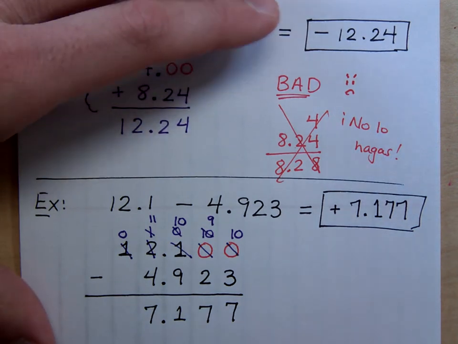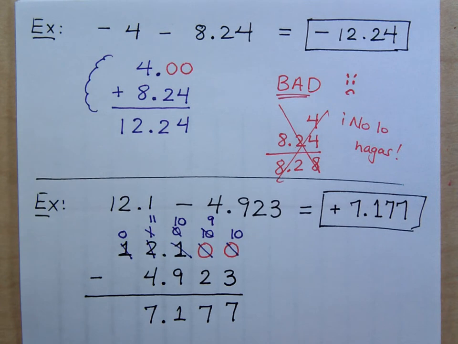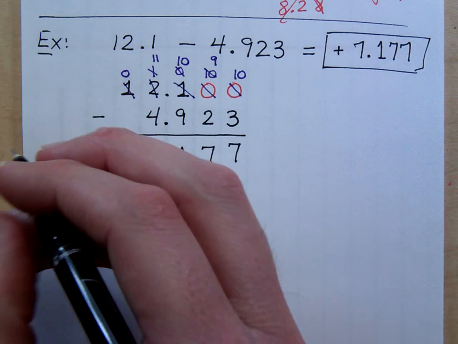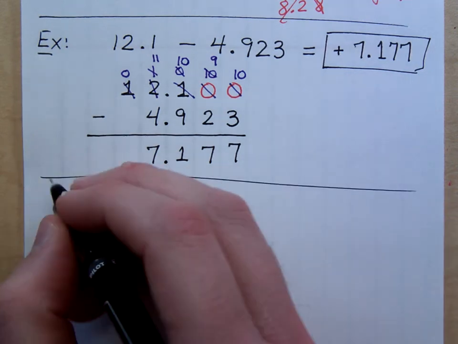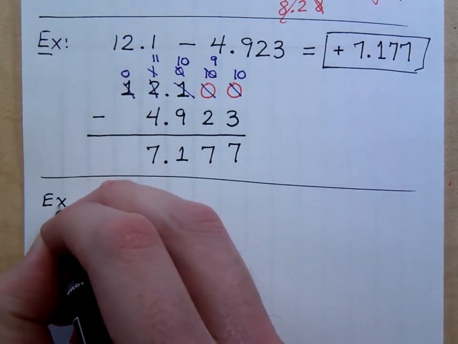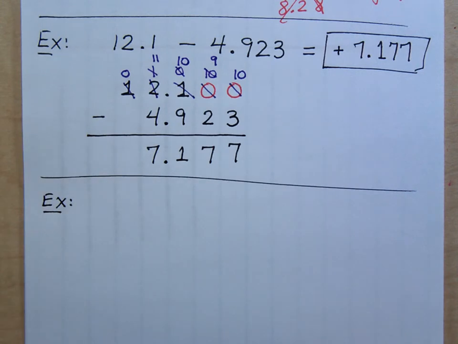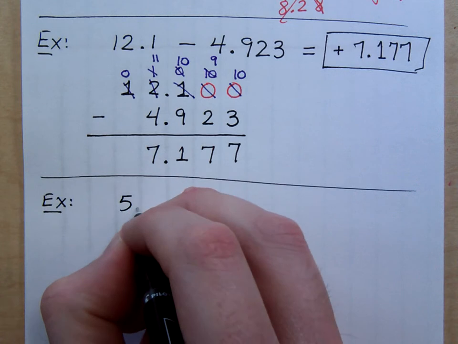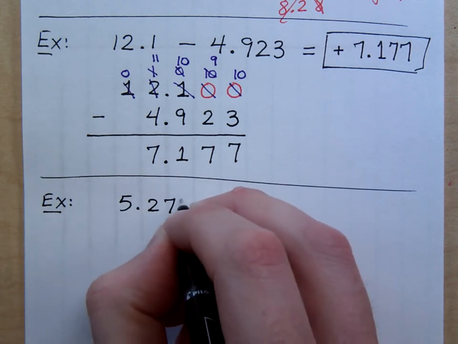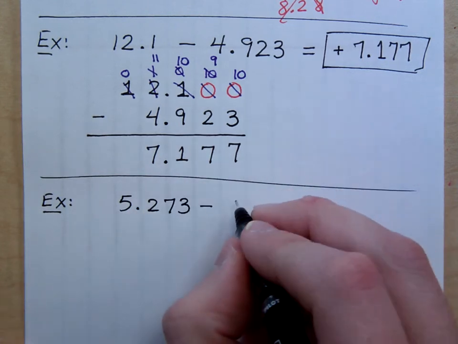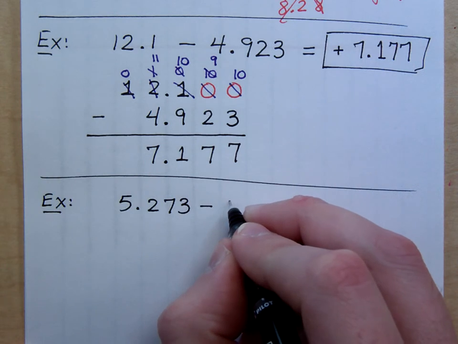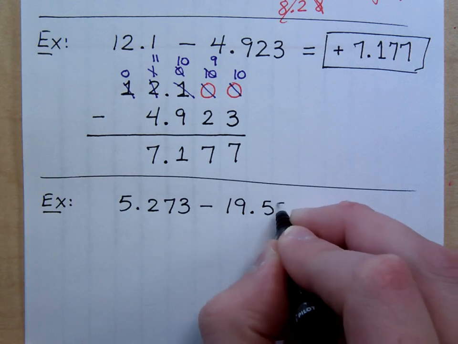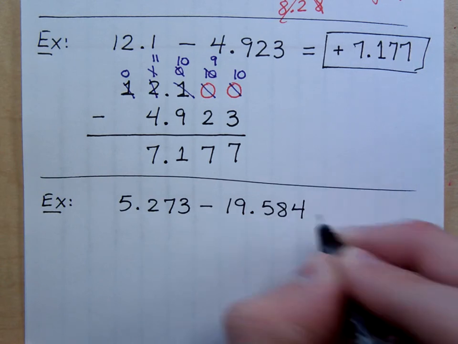Yeah, that's too easy. Hey, math man, can we do another one of these? I'm just thinking that I might make a mistake somewhere. Sure, it's not a problem. So 5.273 minus 19.584.